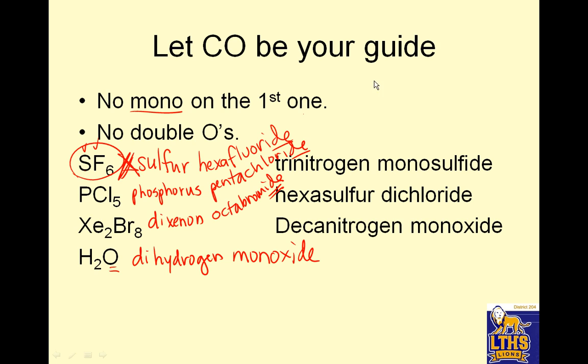All right, trinitrogen. N for nitrogen, tri 3. Monosulfide means 1 S. And ide is the end of the word. Hexasulfur, S6, dichloride, Cl2. Prefix, how many? All right. Decanitrogen, N10. Monoxide O, N10O.